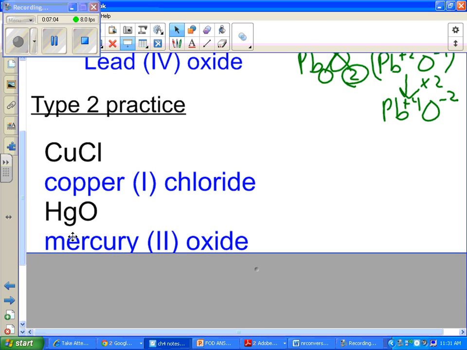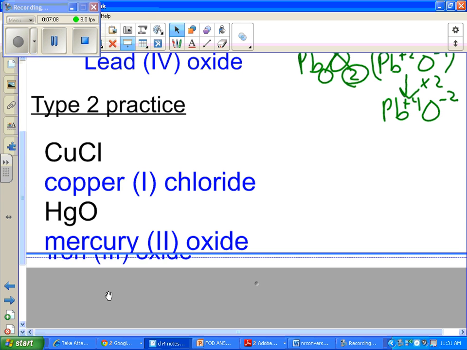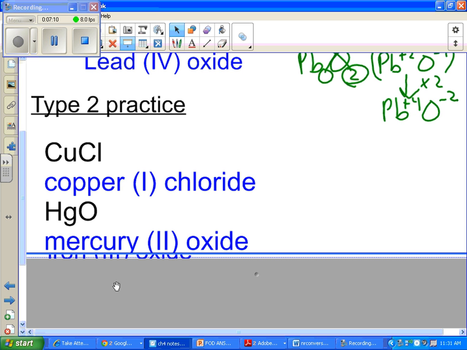All right, let's try a couple of these. All right, copper 1 chloride. Why is it 1? Because there are no numbers, which indicates that this is a 1-to-1 ratio. So no matter if you undo it or not, it is still 1-to-1. Chlorine's charge is a -1, so that is correct.